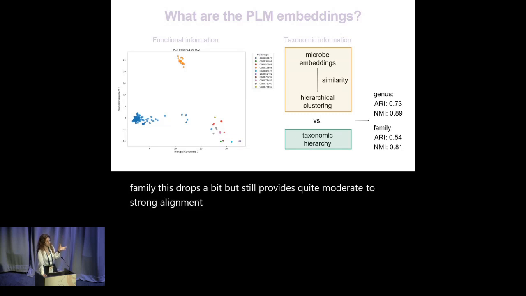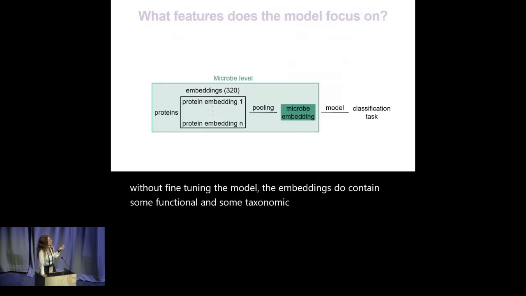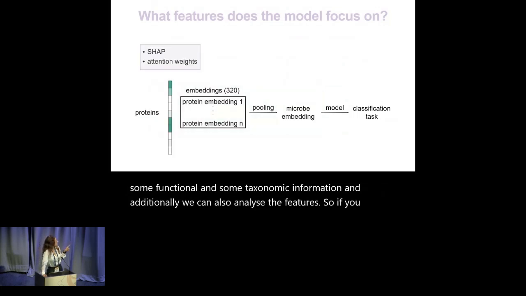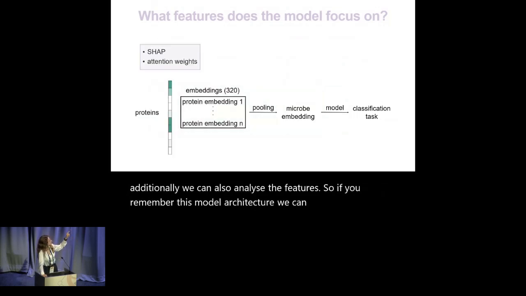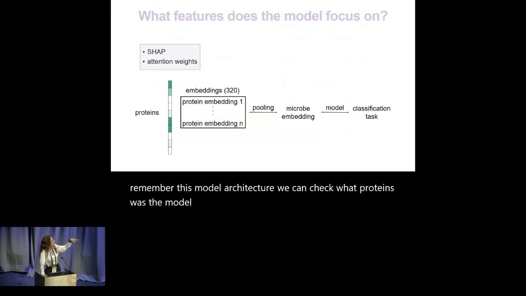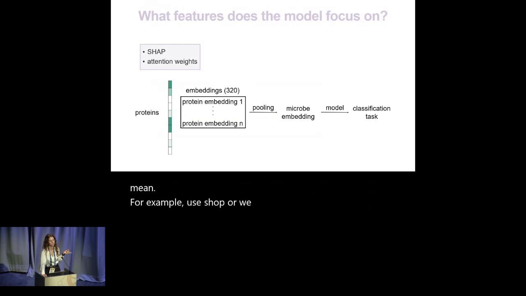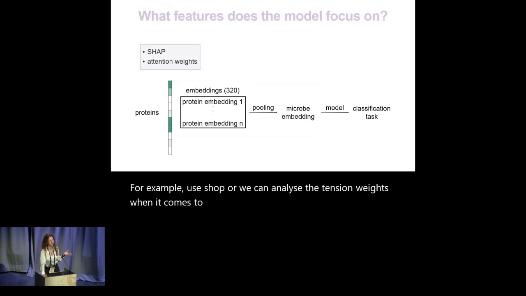So from this, we can see that actually, even without fine-tuning the model, the embeddings do contain some functional and some taxonomic information. And additionally, we can also analyze the features. So if you remember this model architecture, we can check what proteins the model was paying attention to. When it comes to the mean pooling, we can, for example, use SHAP, or we can analyze the attention weights when it comes to the attention pooling. There are other methods, but I just want to mention these two.